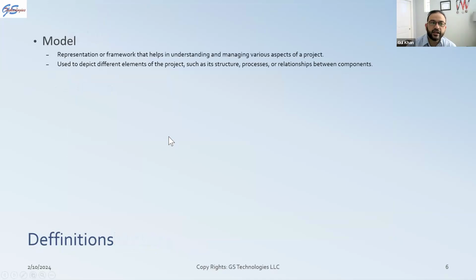Okay, does anybody have any idea what a model is? Or not? We can go over that. It's a representation of a framework that helps in understanding and managing various aspects of a project. So a framework, a boundary line, a set of guiding principles, that's basically your model. It's used to depict different elements of the project, such as structure, processes, and relationships between the components. So that's overall what a model is.